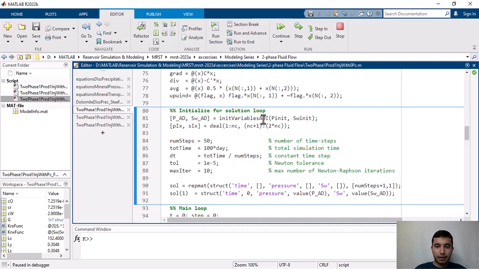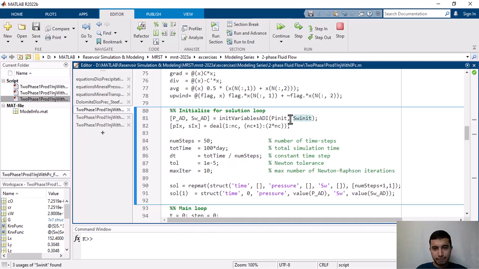The first input argument of this function is the initial pressure of the reservoir, or the porous medium that I have, and the second input argument which this function takes is the initial water saturation. These are the unknowns of the model.